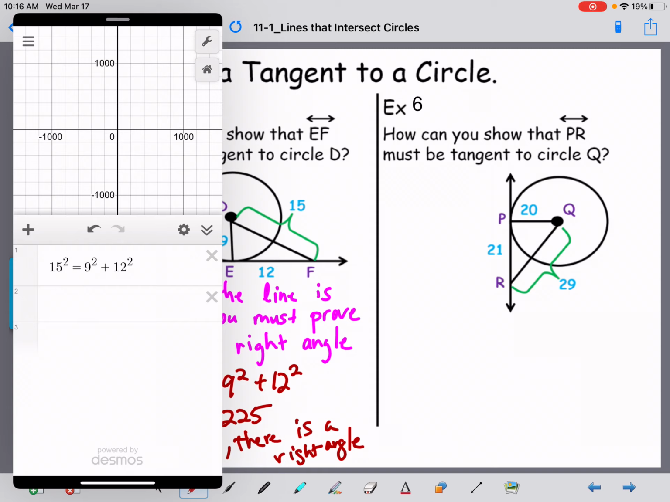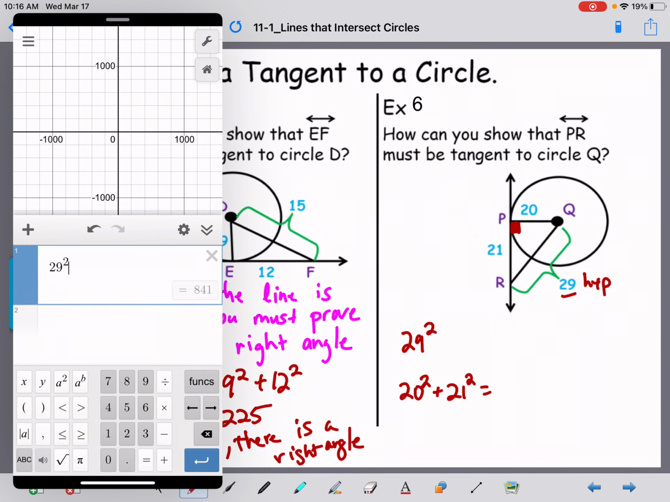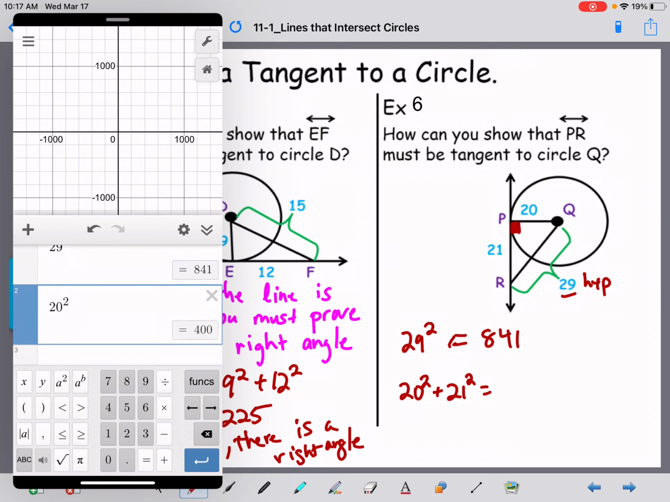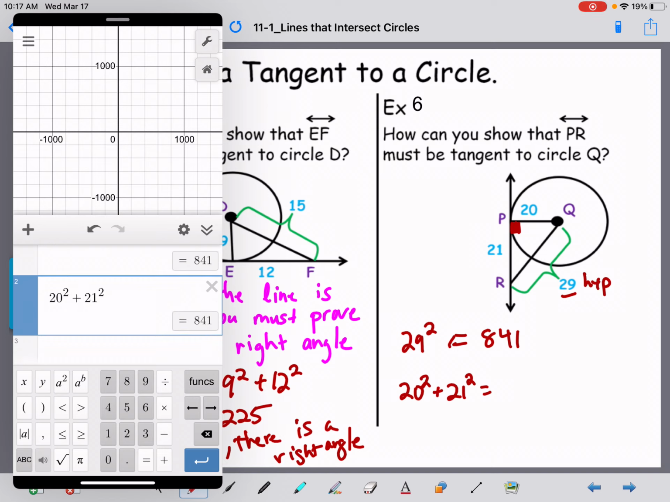Again, how can I show that PR is tangent to circle Q? There's got to be a right angle. The right angle should happen here. That means 29 is going to be the hypotenuse, and 20 and 21 are going to be my legs. So 29 squared is 841. Now let's see what 20 squared plus 21 squared gives me: 841. So yes, PR is tangent to circle Q.